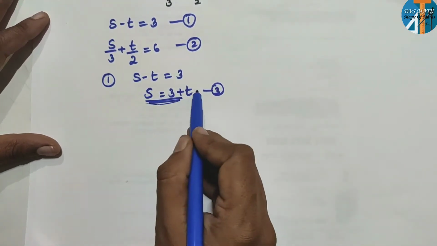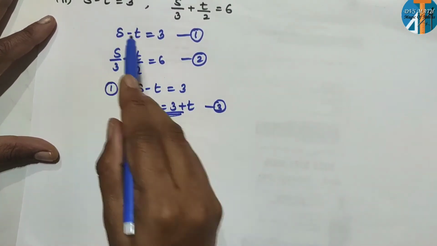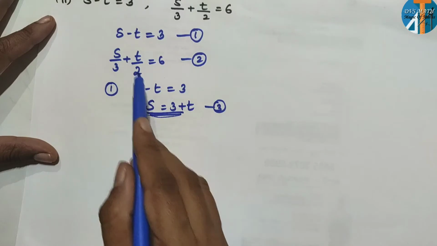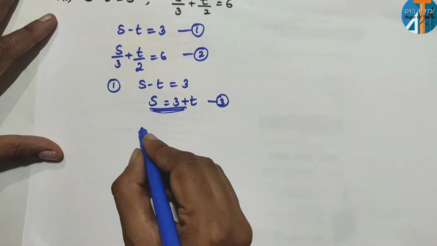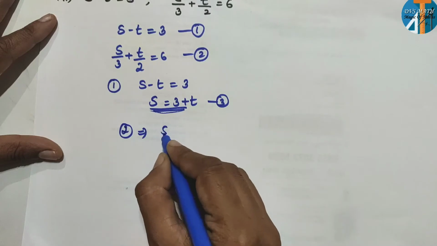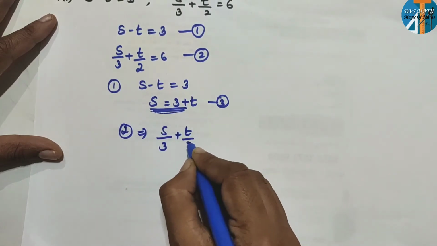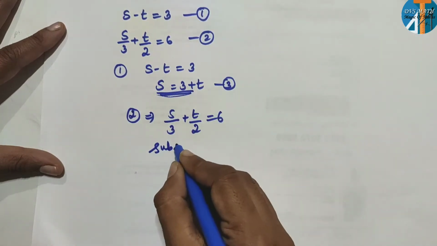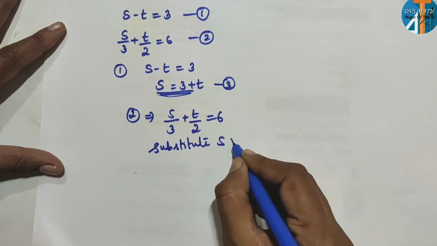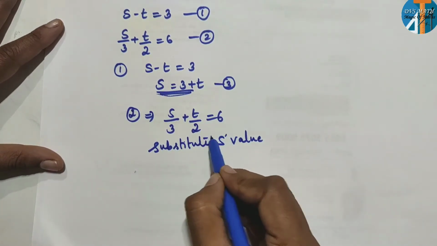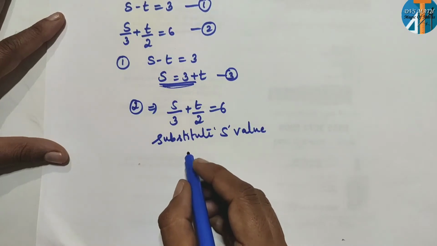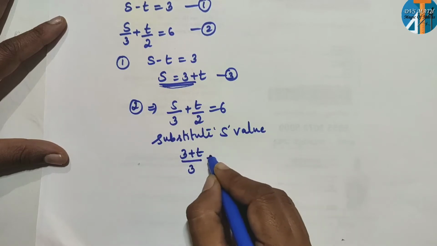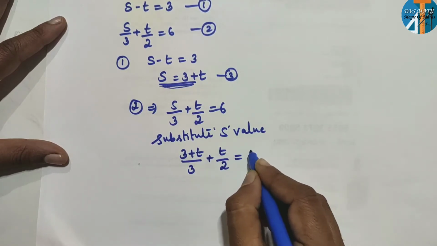Now let us substitute this s in equation 2. Remember, one equation is for conversion, either in terms of s or in terms of t, and in the other equation you have to substitute. So let us write the second equation: s by 3 plus t by 2 is equal to 6. Now substitute the s value. In the place of s, we take 3 plus t. So (3 plus t) by 3 plus t by 2 is equal to 6.